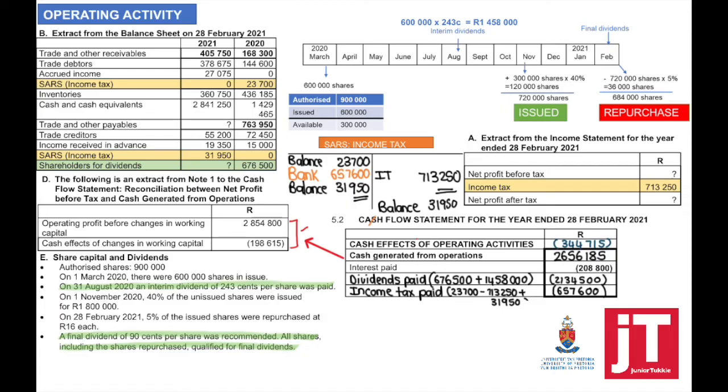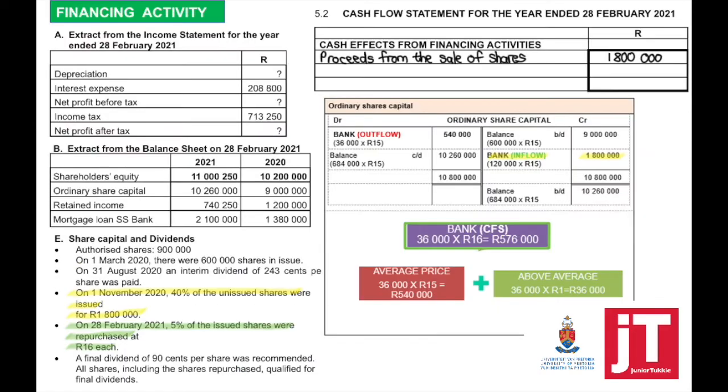So this is the difficulty in this question. If you didn't calculate the number of shares correctly, use a timeline. All we need to do now is calculate the total repurchase price. If 36,000 shares were repurchased, we're going to times it by the total repurchase price at 16 Rand per share. And that will appear in my cash flow statement, repurchase of shares. Make sure that you show your calculation in brackets. This is an outflow, so your final answer must be shown in brackets.